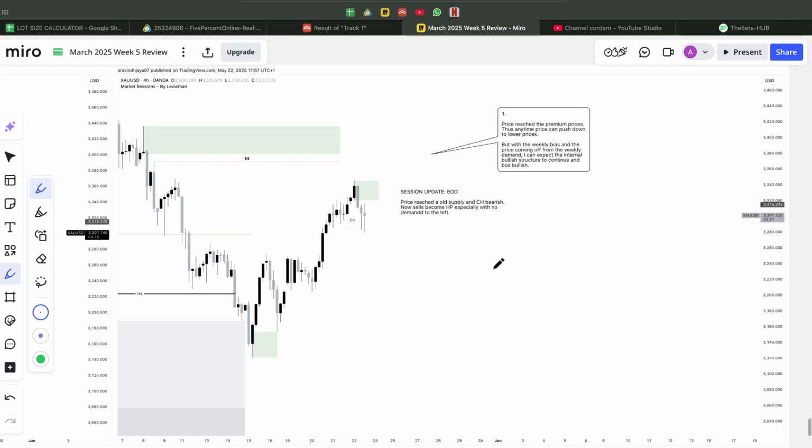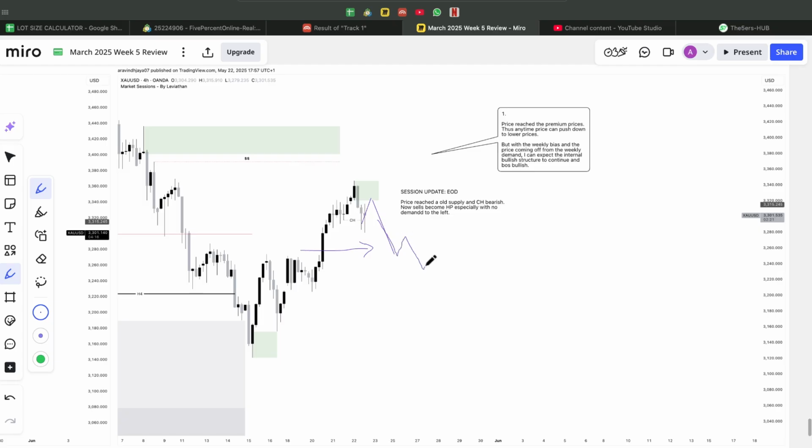But from the 4-hour perspective, we can see it from two lenses. One is from the bearish lens. If you see price as chop bearish, you can expect the price to mitigate this supply and continue pushing down since there is no demand to the left.